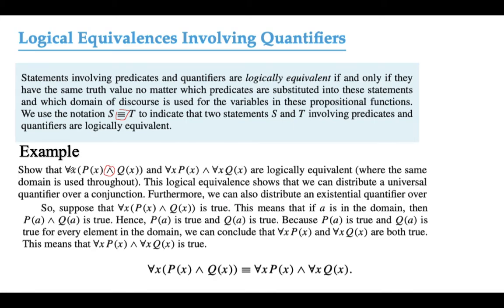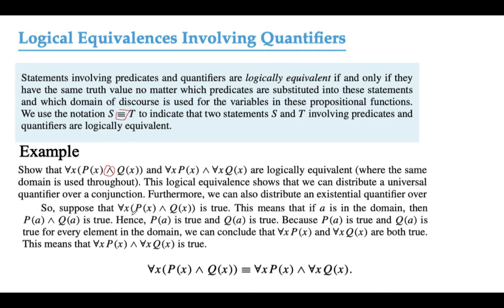In the first statement, for all x is associated with p of x and q of x. So the logical equivalence shows that we can distribute a universal quantifier over a conjunction. This is a conjunction, so you distribute it over p of x and then q of x as in this statement. So these both are logically equivalent. Furthermore, we can also distribute an existential quantifier over.